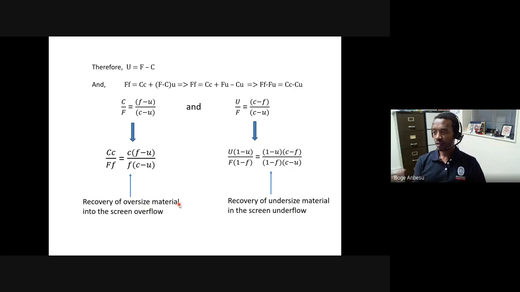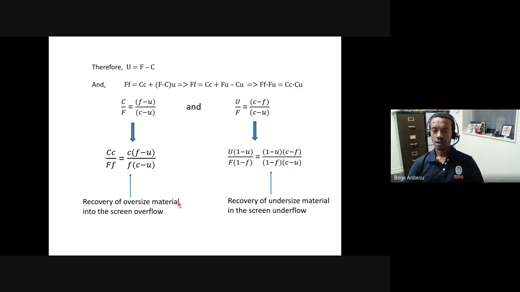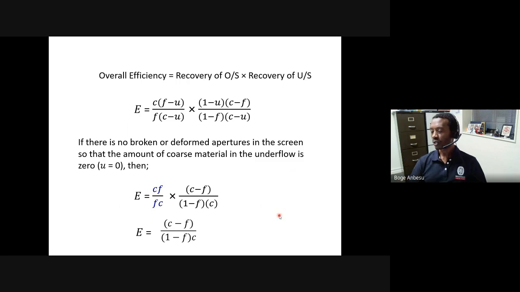And again, next semester, probably when we talk about separation, mineral processing techniques, recovery and grade are very critical. Okay, so again, we use exactly the same formula to work out recovery of minerals or working out the grade of a concentrate, for example, after a separation operation. So these are common mathematical formulas we use for those kind of scenarios. So again, overall efficiency, the combination of recovery of oversize and recovery of undersize, can be done using this equation here.